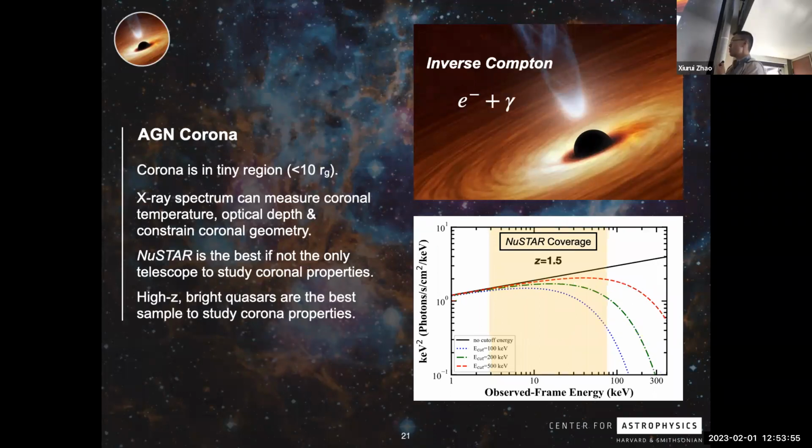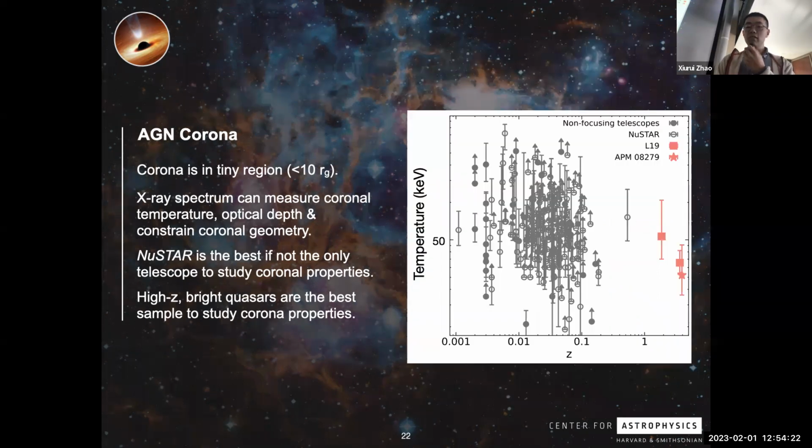And the high redshift quasar, for example, may be an even better sample to study the AGN corona, as thanks to the cosmological redshifting, the AGN spectrum is moved to the low energy band, and you can have more distinguishable spectral shapes among different corona temperatures. And this is indeed true: for the low redshift sources, we have mostly lower limits or unconstrained AGN corona temperatures, but for almost all the high redshift sources, you have constrained corona temperatures.